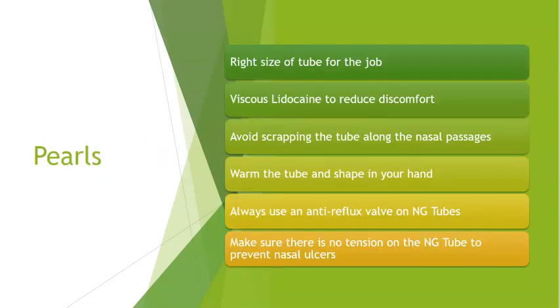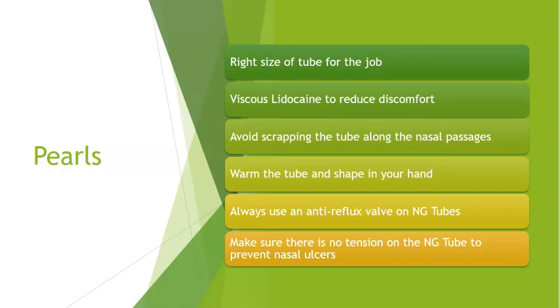Always keep in mind that you need the right size of tube for the job. If you have a patient that you're sucking blood out of their stomach, you're going to be sucking out blood clots, so you want to use a large French NG tube to do that. You don't want to put an 8 French in because it's going to get clotted off and you're going to have to replace it. Likewise for feedings and everything, you just want to make sure you use the appropriate tube for the job at hand.